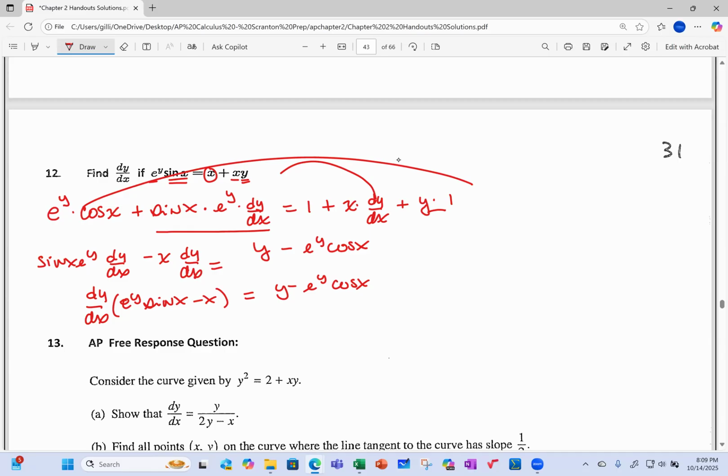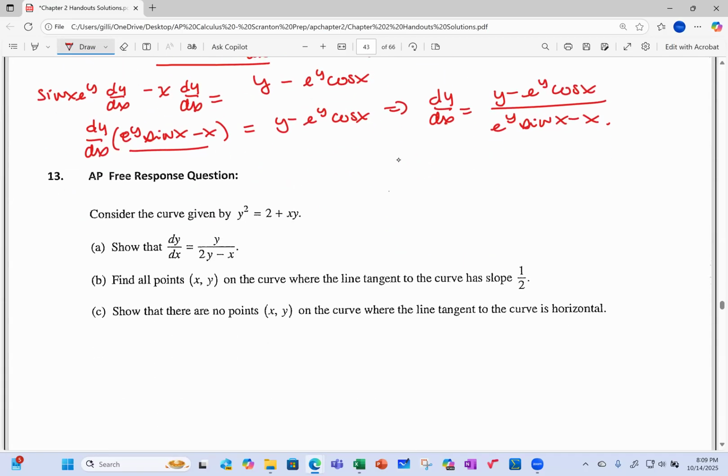Then this is going to imply finally that dy dx equals y minus e to the y times cosine of x, all divided by your bottom, e to the y sine of x minus x. Okay? This is the part that I have to divide by. I think I did that okay.